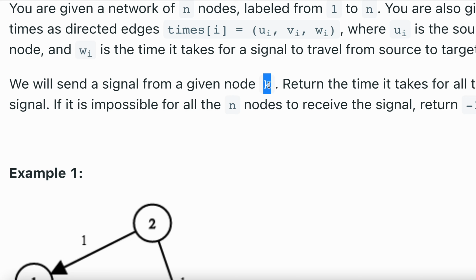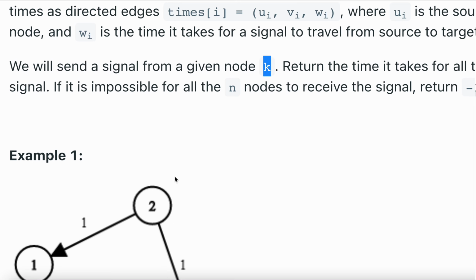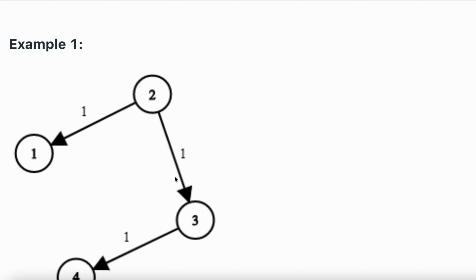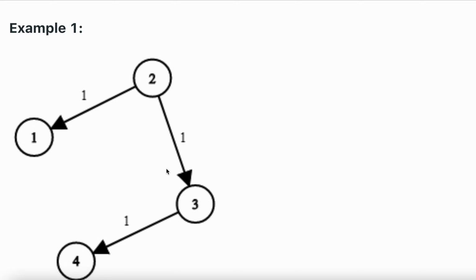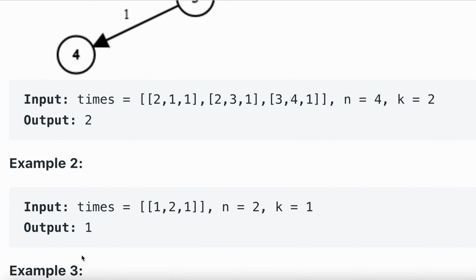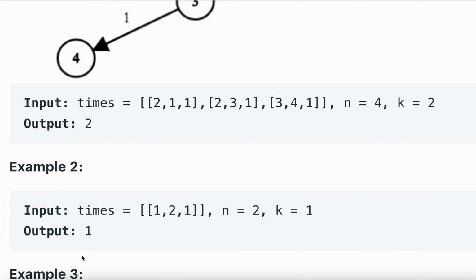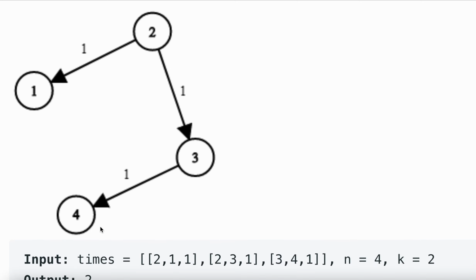Using that, we have to start from k and try to reach all the nodes in the graph. We have to find out the minimum time taken to cover all the nodes. If we are not able to cover all the nodes, we have to return -1. So let's get into one example and see how we can solve this.